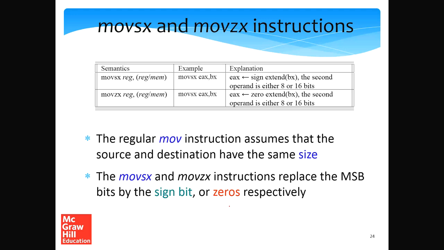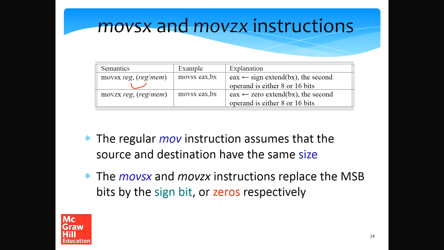Similarly, we have the move SX and move ZX instructions. The regular move instruction assumes that the source and the destination are the same size. But the move SX and the move ZX instructions assume that the source and destination have different sizes. So let us consider this. The generic semantics has a slightly restricted form, in the sense that the first operand can only be a register and the second one has to be a register or memory.